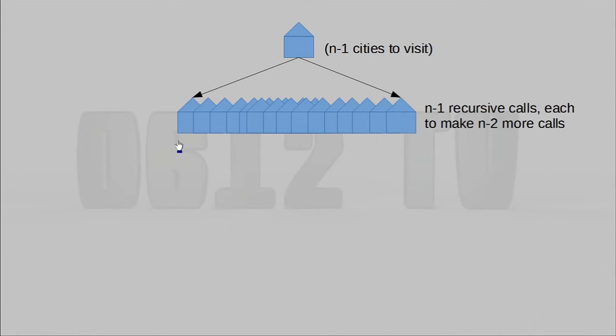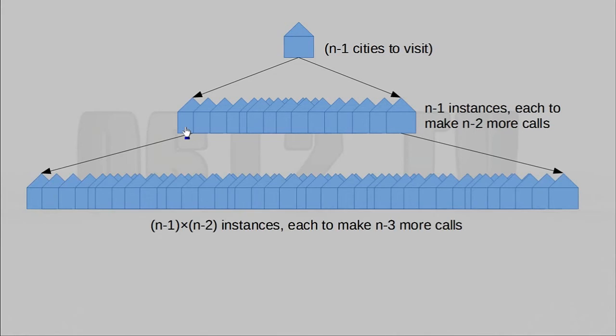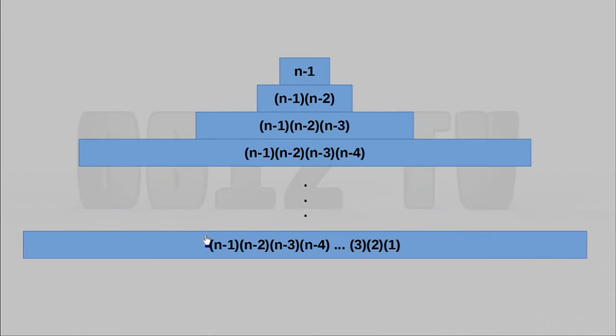Since we've already visited one out of the n-1 cities, each one of these will have to actually generate n-2 recursive calls. Do you see the problem yet? What we have here now are n-1 times n-2 instances, and each one needs to make n-3 more calls. This is going to add up very, very quickly. In fact, what we essentially have is growing powers as we go on, and what we get at the end of the day is essentially the factorial function.